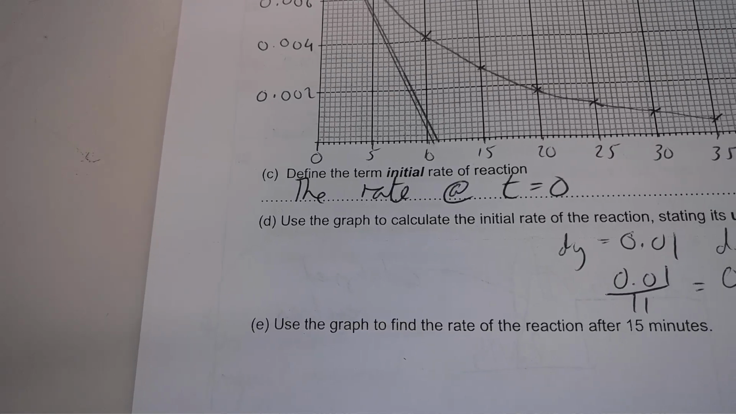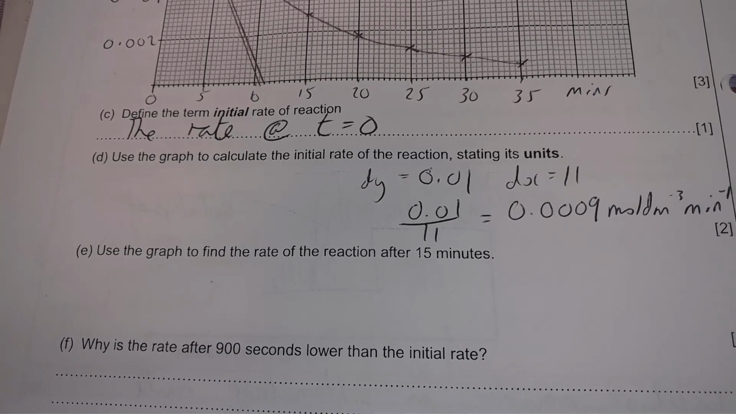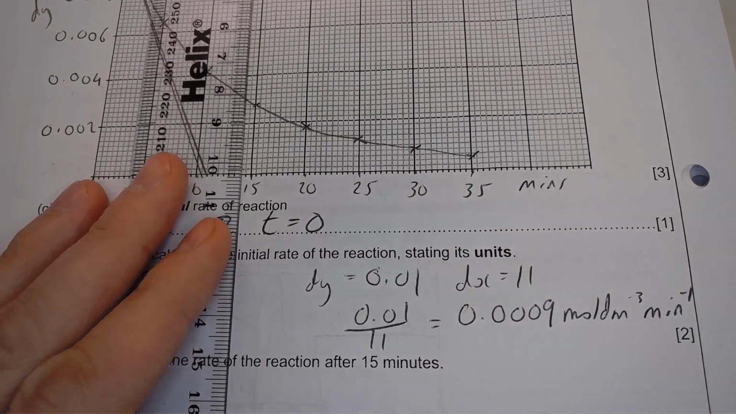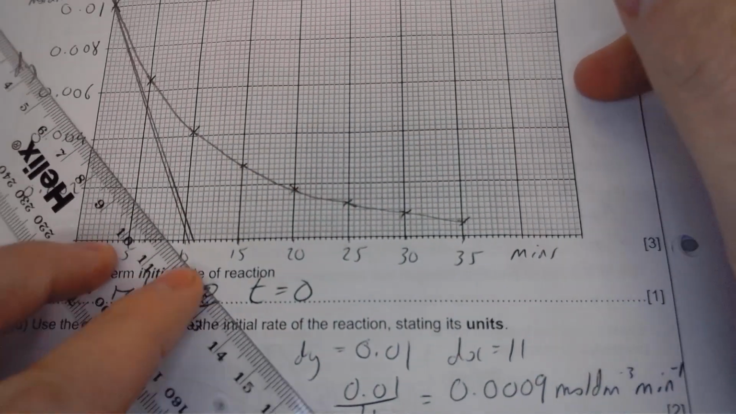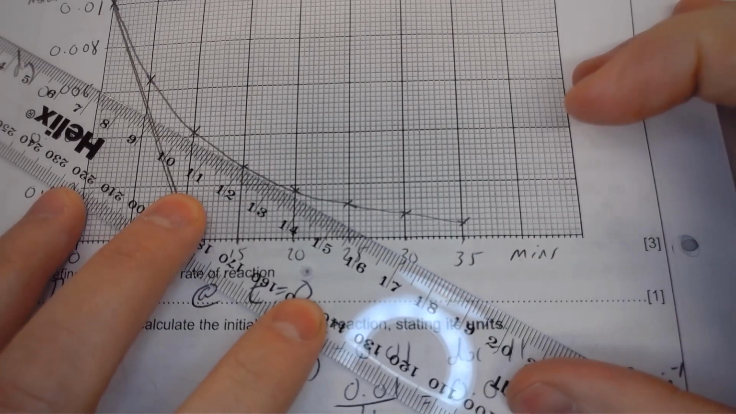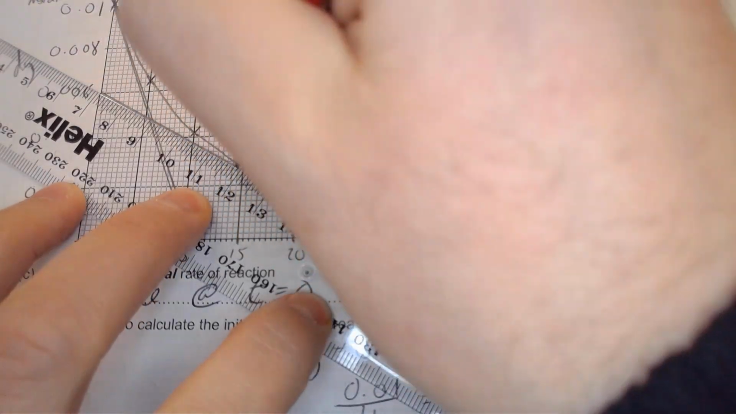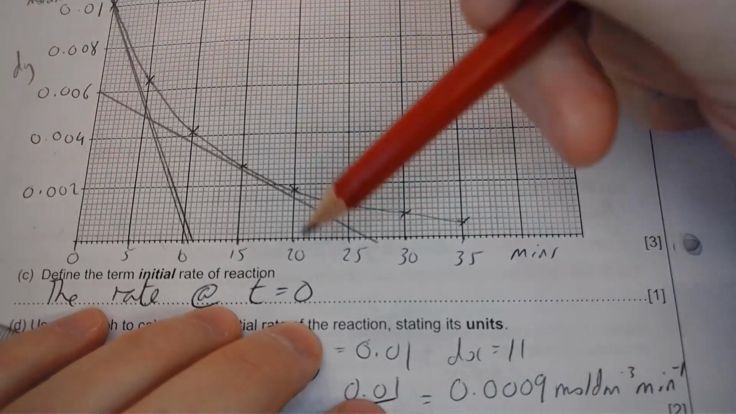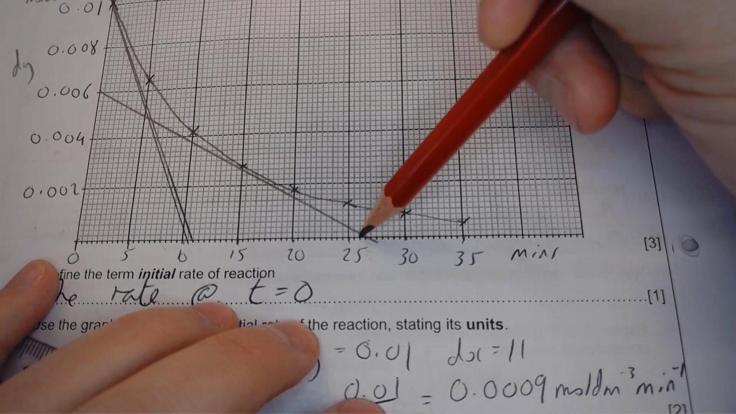Okay, so we're now going to use a graph to find the rate of reaction after 15 minutes. So 15 minutes, you can go up here. So there's that point there. There's already a point there, so it's quite easy to find. And then find the curvature of the line again. So it's about like that. Giving myself room to get my pencil line in. So this time, dy is 0.06, dx is 26.5.